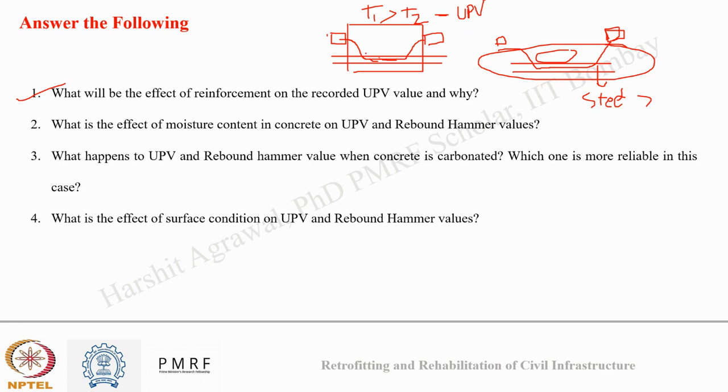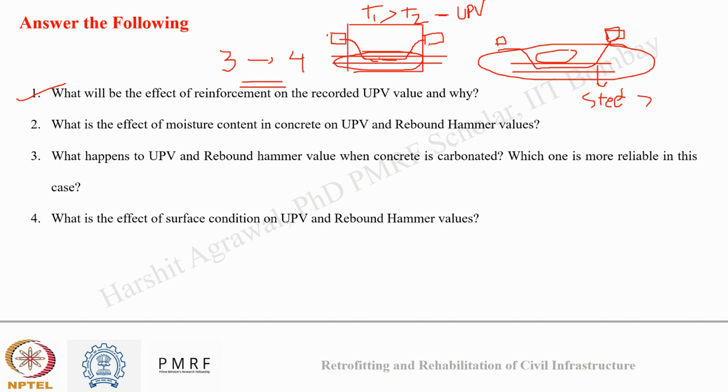us a wrong indication about the quality of concrete. Suppose my UPV was supposed to come out between 3 to 3.5, and it went up till 4 due to the presence of reinforcement. So in this way, reinforcement can affect. So how to take care of this? Either by considering proper correlation factor corrections when there is reinforcement near the testing area, or avoiding the presence of reinforcement.